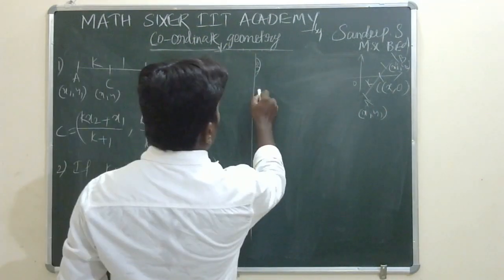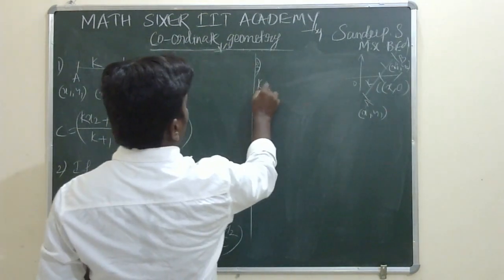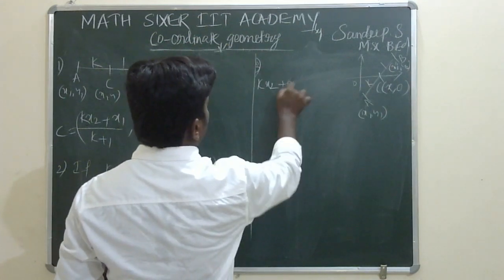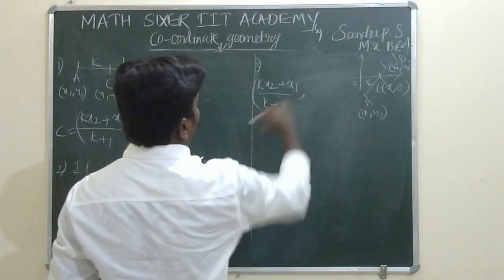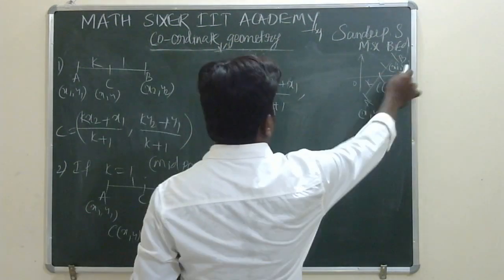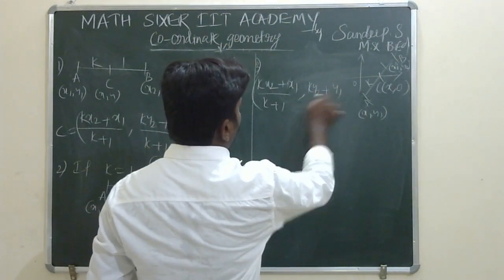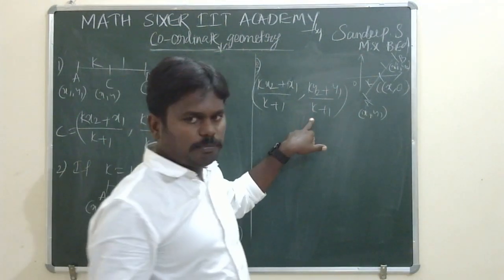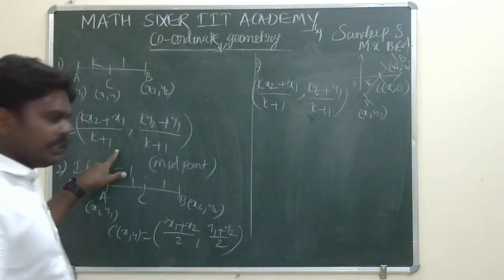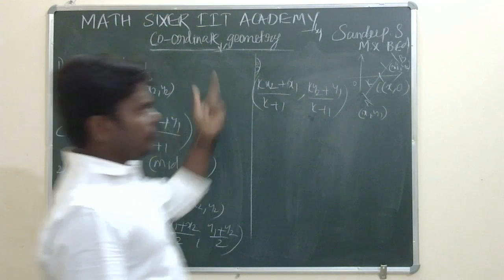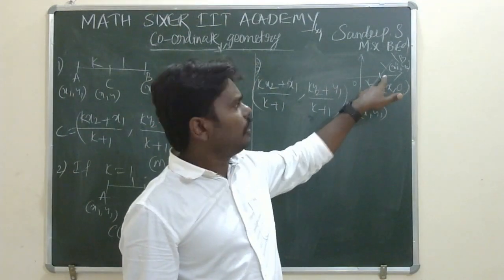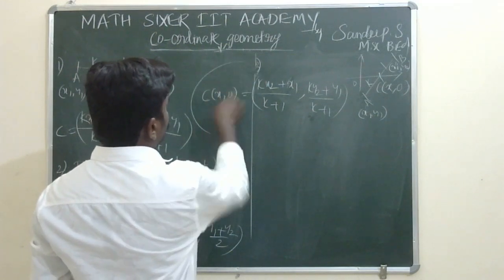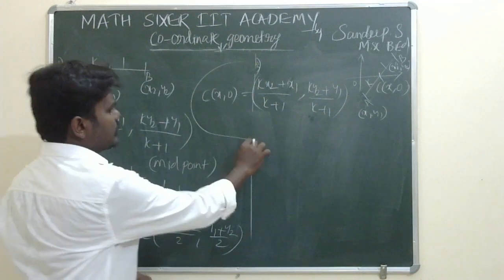So here k into x2 plus 1 into x1, so here (k x2 + x1) by k plus 1, comma, here (k y2 + y1) by k plus 1. Okay, but this is the point C from the formula. From the basic concept, C is what? C is x comma 0.